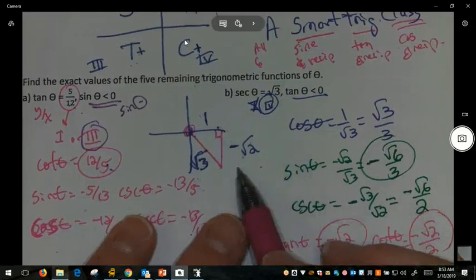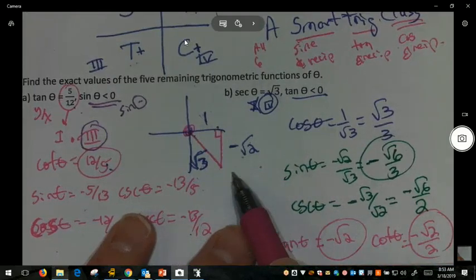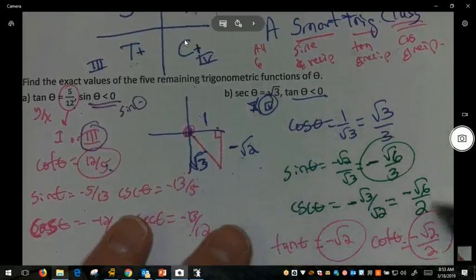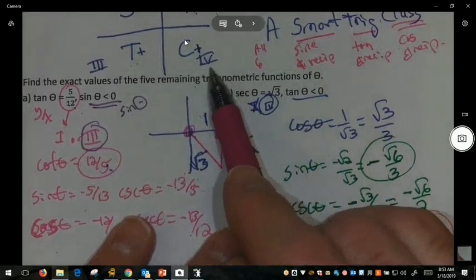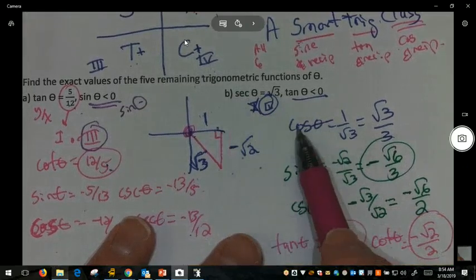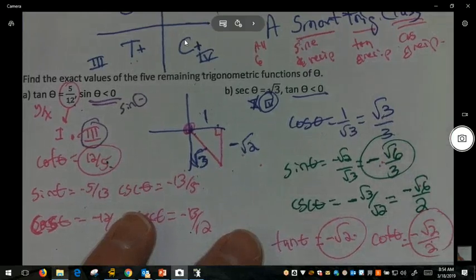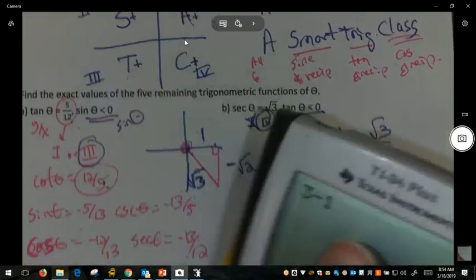Again, even though I think I did this right because I paid attention to going right and down, right being positive, down being negative, and the radius always positive, I will double check my signs. In quadrant 4, only cosine and its reciprocal, secant, should be positive. All other signs, sine, cosecant, tangent, and cotangent, should be negative.